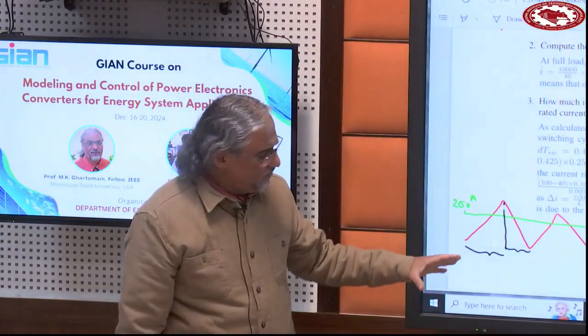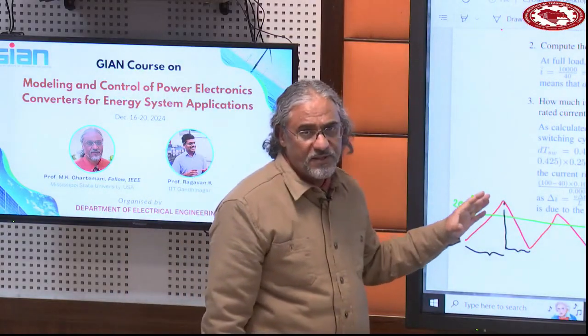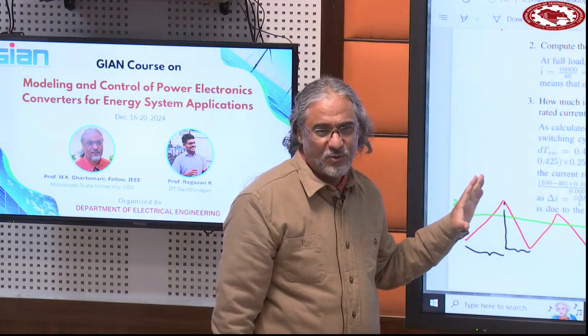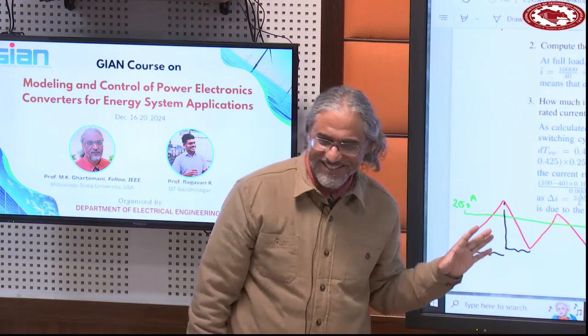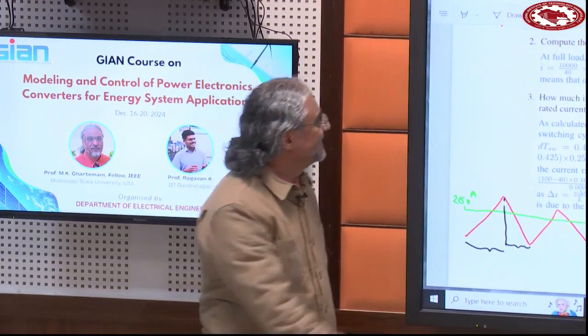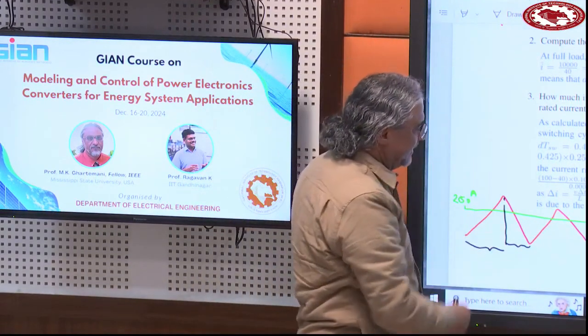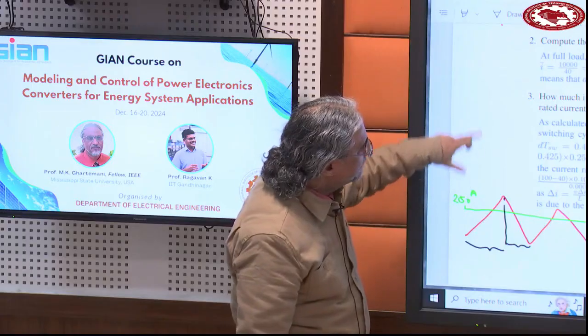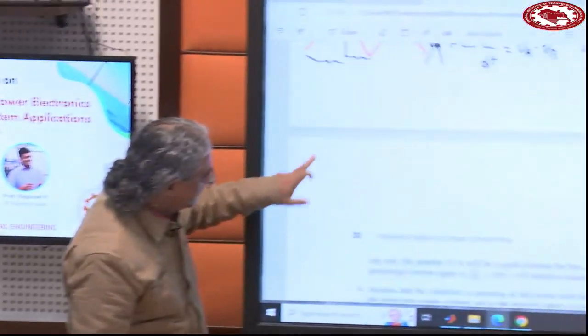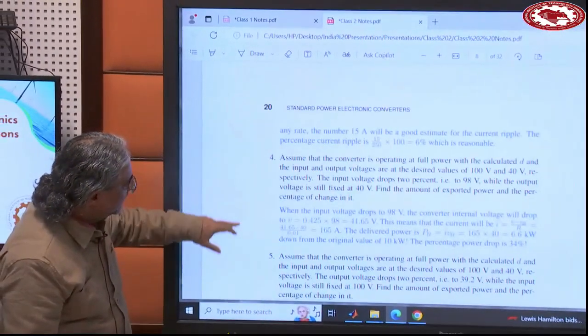So if you are okay with 10%, keep it 10%. Don't try to decrease it to 2%. Keep it 10% because it's going to be costly. Okay. So that was this aspect.